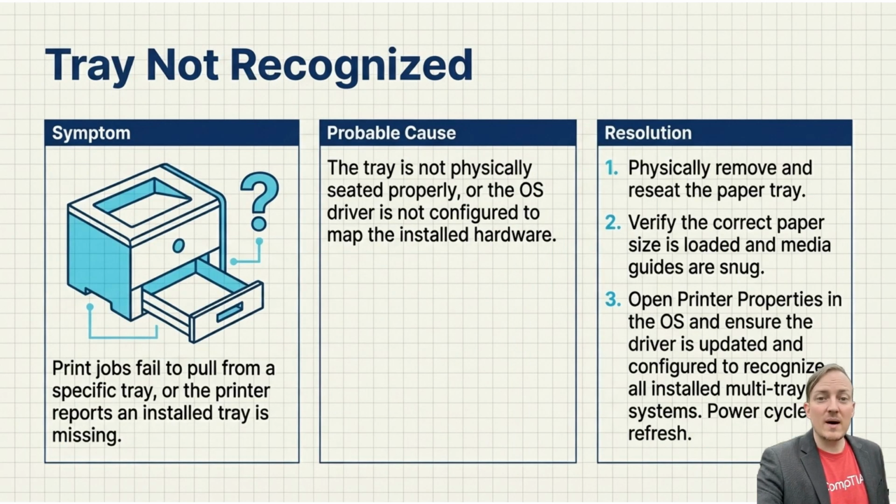Next is tray not recognized. Print jobs fail to pull from a specific tray, or the printer reports an installed tray is missing. The tray might not be physically seated properly, or the OS driver is not configured to map the installed hardware. Physically remove and reseat the paper tray. Verify the correct paper size is loaded and the media guides are snug. Then, open Printer Properties in the OS. Ensure the driver is updated and configured to recognize all installed multi-tray systems and power cycle to refresh.